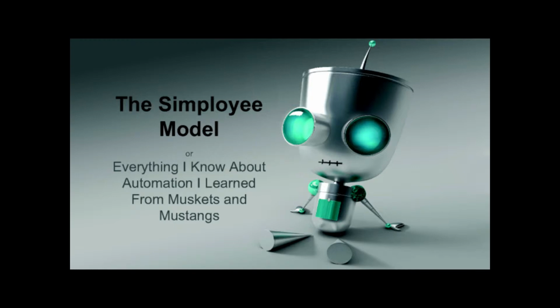Okay, this talk is about the Simployee model, which is the amalgamation of a couple of years of work that I've been doing on automation. Working at a company that does custom printing and framing, to automate their entire order handling process from the time the order comes in from the client on the website all the way through the time it's printing and getting out the door. So the talk is the Simployee model, or everything I know about automation I learned from muskets and mustangs.